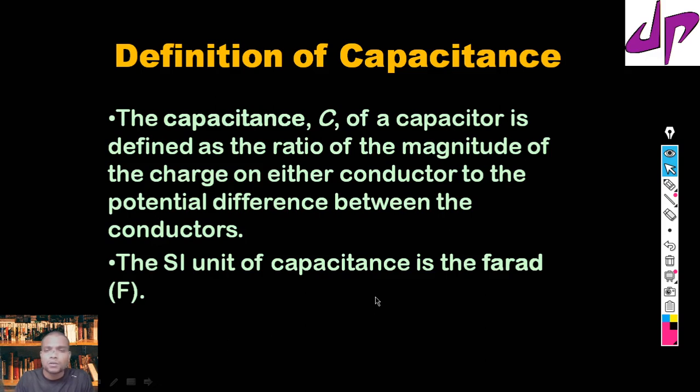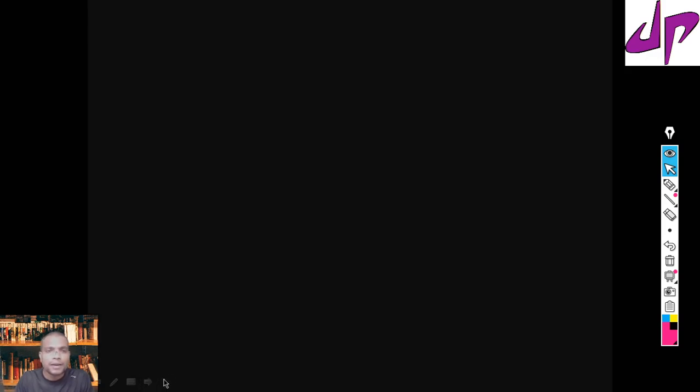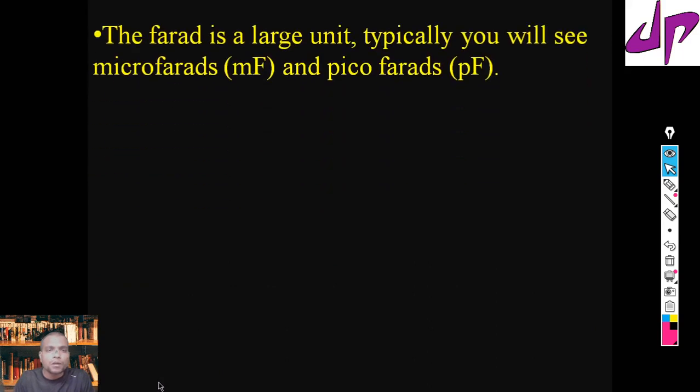So we use the farad as the SI unit for capacitance, and we represent it as capital F. One farad is a very large unit for capacitance, just like the coulomb is a very big unit for charge. So we represent charge as millicoulomb or microcoulomb. Likewise, one farad is very large, so we represent capacitance in smaller units, either microfarads, millifarads, picofarads or nanofarads.